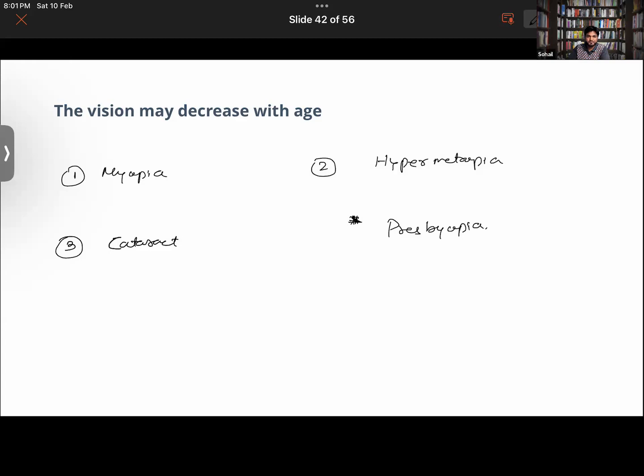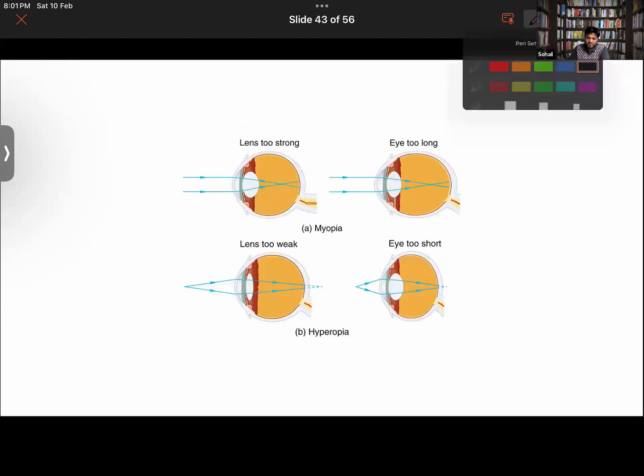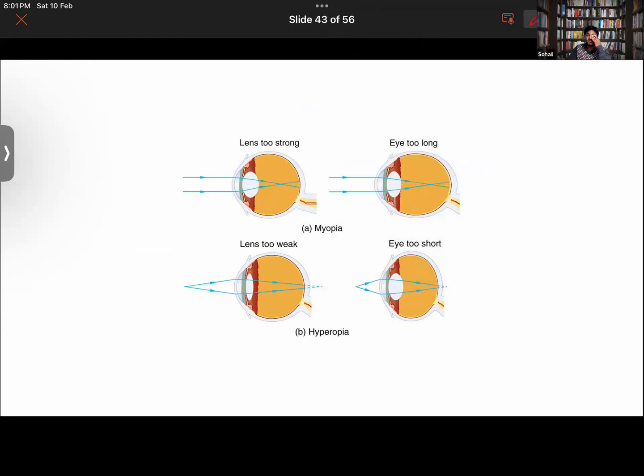Okay? So you might have noticed that some people are not able to see the distant objects very clearly. वो दूर की चीजें clearly नहीं देख पाते हैं. That type of defect is called myopia.